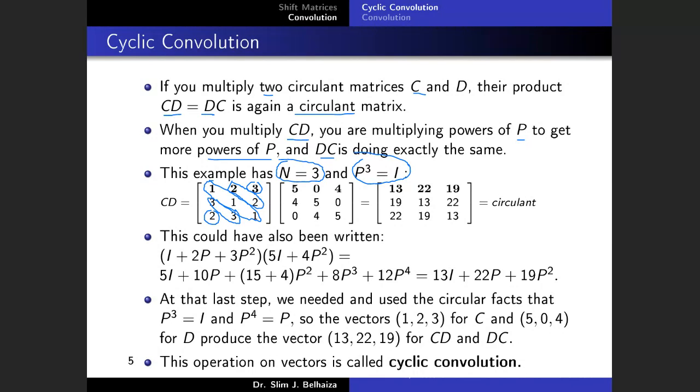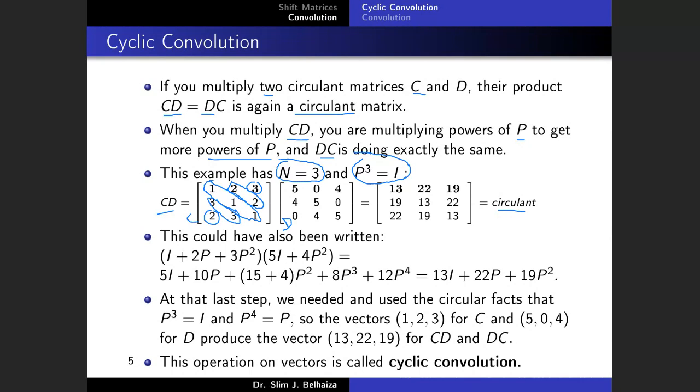So these are in fact two circulant matrices, C and D. This is C, and this is D. If you do the matrix multiplication, you get another circulant matrix, which is 13, 22, 19, 19, 13, 22, and 22, 19, 13. Okay?